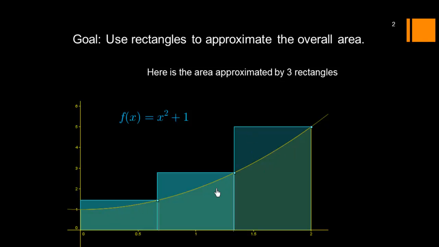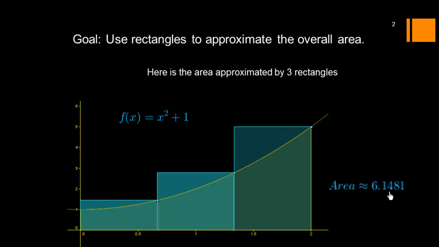I have 3 rectangles, and all I've got to do is figure out the area of each rectangle, because finding the area of rectangles is quite easy. It's just going to be the length times the width, and I'm just going to add those up. In this particular example, if you were to add them up, we would get 6.1481. So if I wanted to approximate the area, I would say it's about 6.1481.